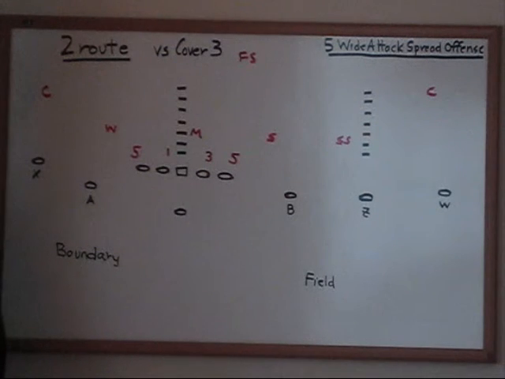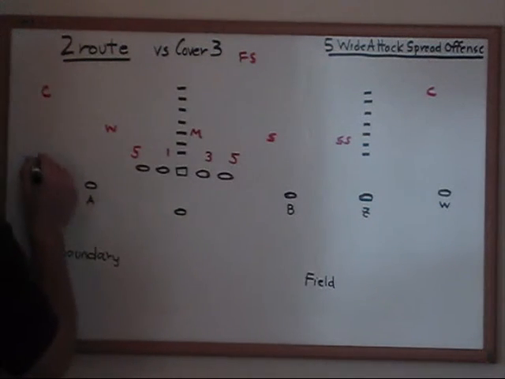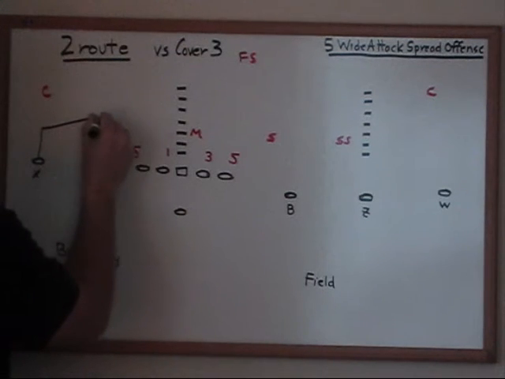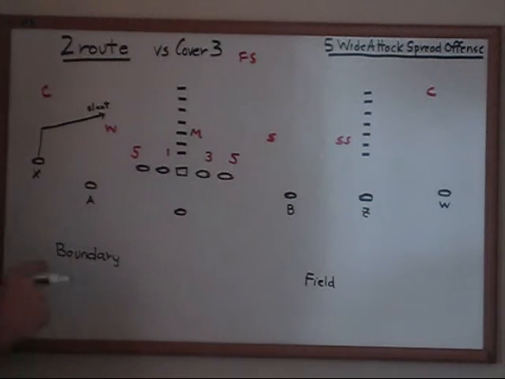I'd like to talk to you about our two route now. And I'll start with teaching the boundary. Into the boundary, our X is going to run a slant route. It's a 3-step slant. So it's 3 steps and he's going to slant. And he runs a diagonal that's 10 yards down the field.